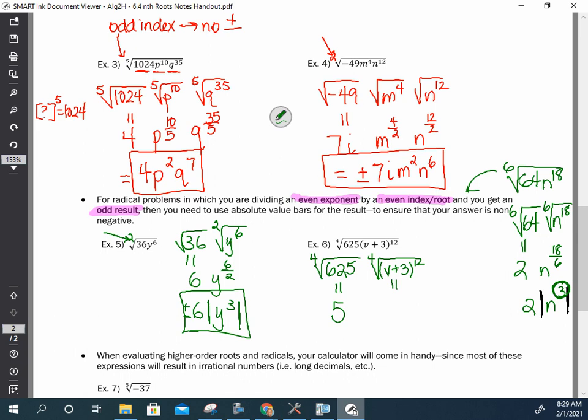So for the second part, we have b plus 3 raised to the 12 divided by 4 power. B plus 3 raised to the third power. The 3 is an odd number, so the expression goes in the absolute value bars. And lastly, it was even outside, so the 5 means plus or minus.